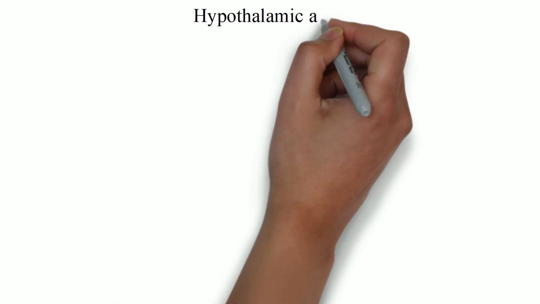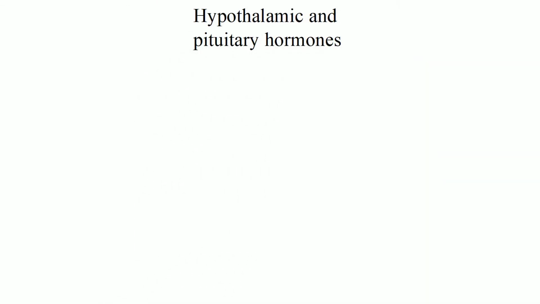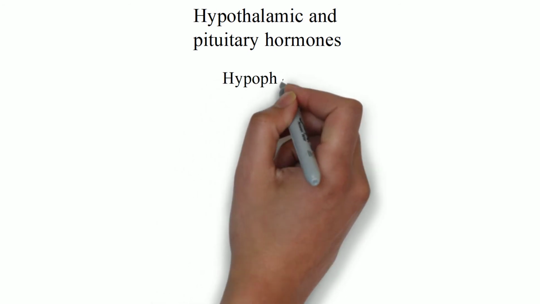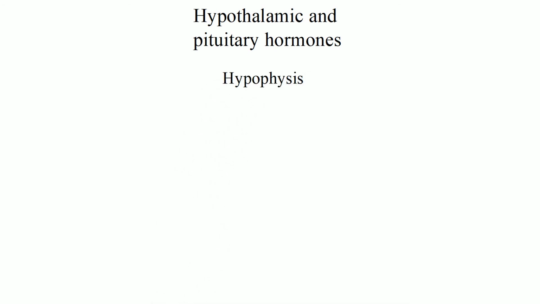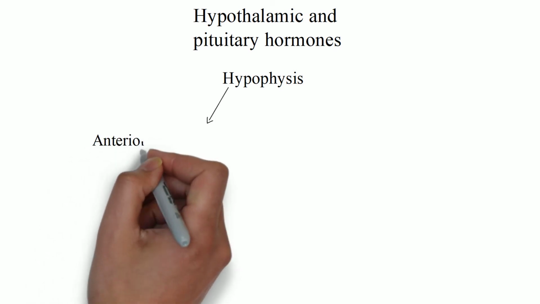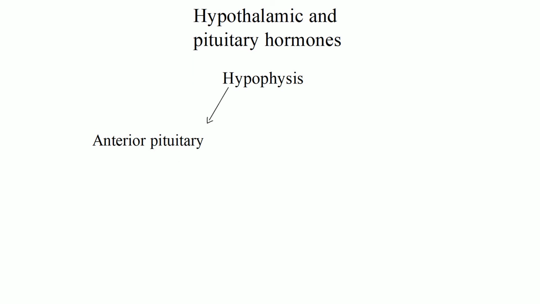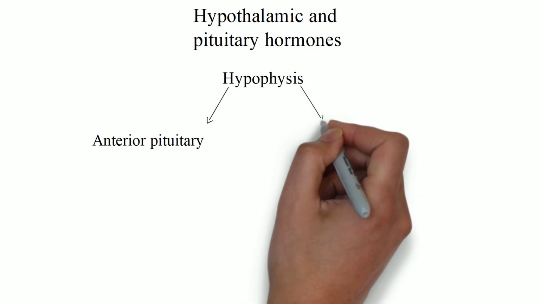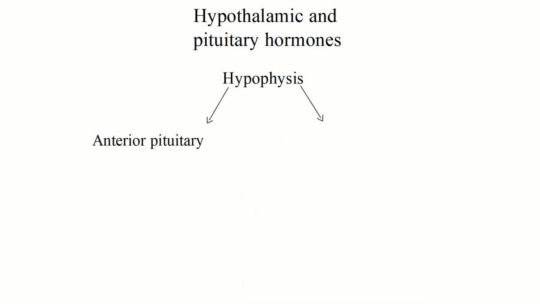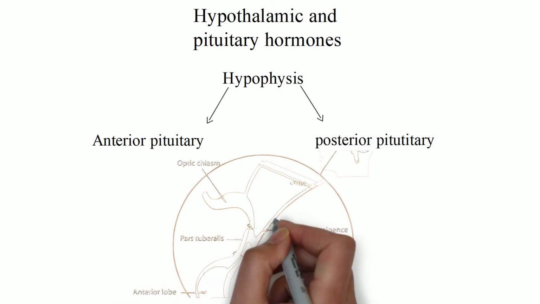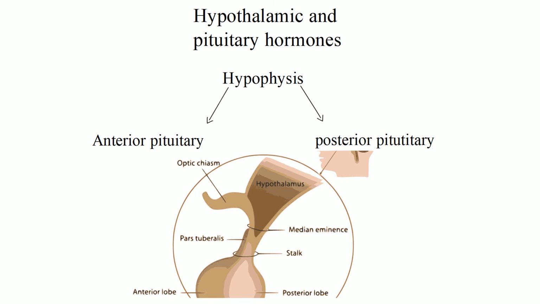Hypothalamus and pituitary hormones. First, we have hormones which are secreted by the hypothalamus, and the hormones which are secreted by the hypothalamus act on the pituitary gland. Hypophysis is divided into two parts, anterior pituitary gland and posterior pituitary gland. First, we will see what are the hormones which are released by the hypothalamus, and then we will see what are the hormones acting on the anterior pituitary gland and posterior pituitary gland.